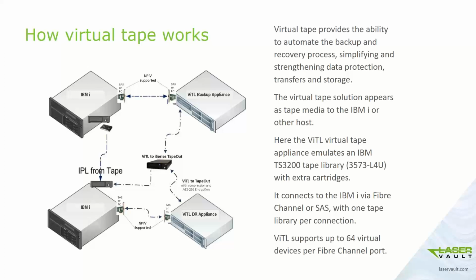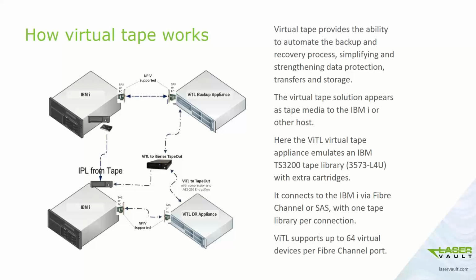The connectivity between Vital and your IBM i is going to be Fiber Channel or SAS, whichever you're currently using with your physical tape device or your existing VTL solution. So it connects just like an external tape device or tape library. We emulate a TS3200 all the way up to Ultrium 8 virtual tape cartridges, and those have no storage limit. With Fiber Channel, if you use NPIV, you can have up to 64 virtual tape devices per physical Fiber Channel port in LaserVault. Now, LaserVault can have disk storage for your backups on the Vital backup appliance.